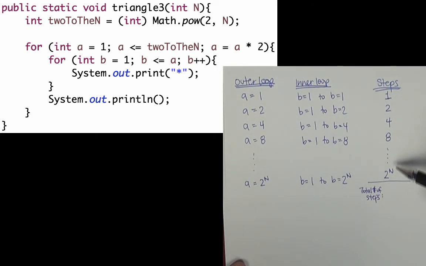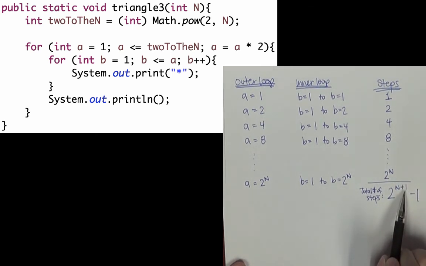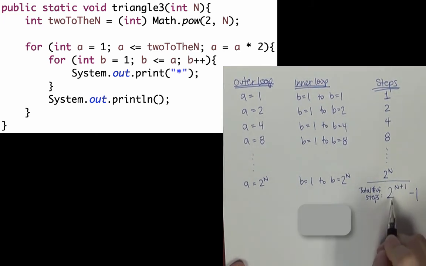This is a common series that we see, 1 plus 2 plus 4 plus 8, and so on, all the way up to 2 to the n. When it's this structure, we know that it's 2 times the biggest term minus 1. So the total number of steps is 2 to the n plus 1 minus 1. And that plus 1 is just the result of multiplying 2 to the n times 2. I'll say that's in O of 2 to the n plus 1. And I think it's reasonable to just say that's in O of 2 to the n.